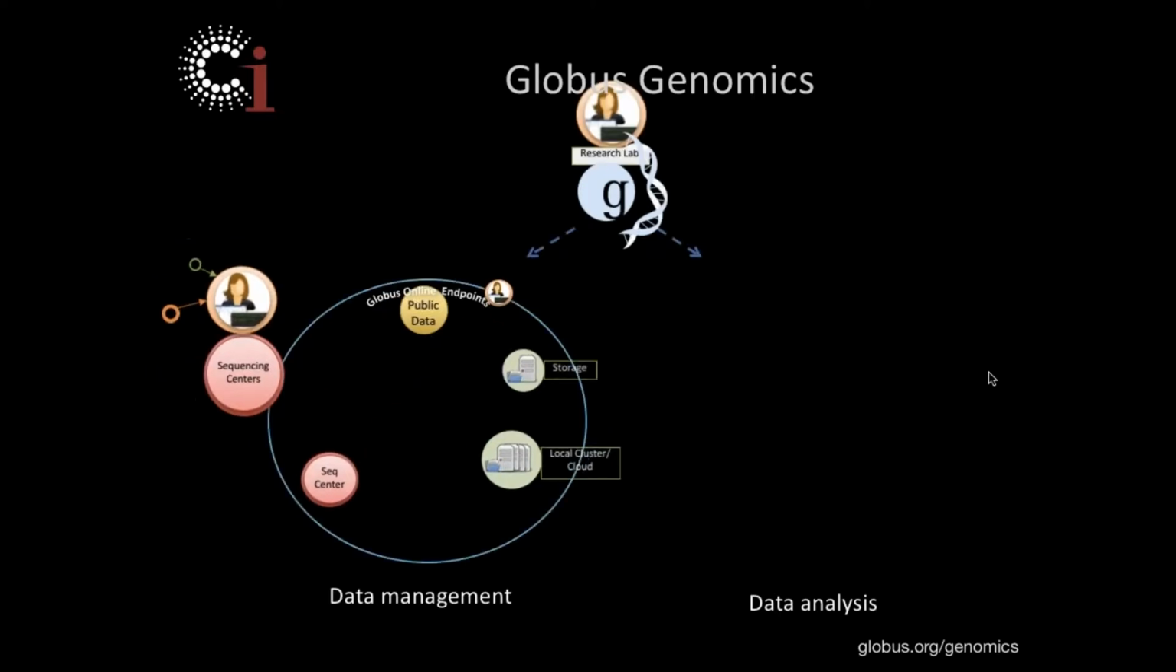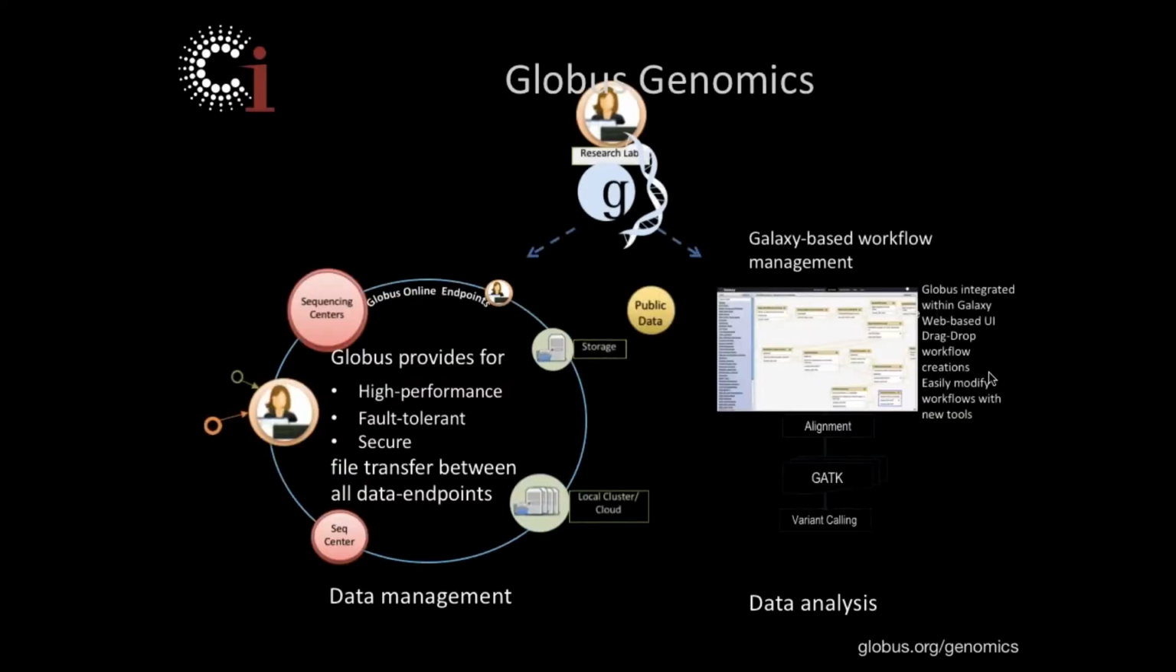So Globus Genomics is essentially software as a service that runs on Amazon Cloud, that integrates Globus data management capabilities and identity management capabilities with Galaxy, which is a popular workflow management tool that is developed at Hopkins, Emory and Penn State.